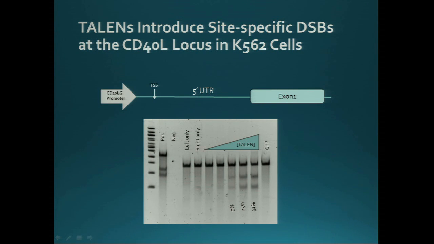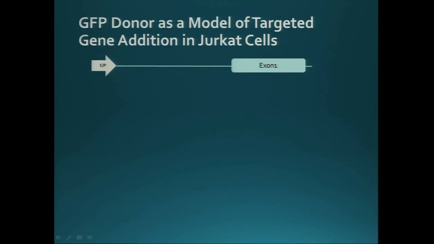Thus far, we've designed and assembled several TALEN pairs that target the 5' UTR of the CD40 ligand gene. The best pair is shown here and has been able to achieve up to 31% gene disruption when introduced into K562 cells through electroporation. Now, moving forward with this TALEN pair, we created a GFP donor as a model for targeted gene addition in Jurkat cells. This GFP donor is flanked by homology arms that correlate with the TALEN cut site. This GFP donor is electroporated along with the TALEN plasmid pairs, and GFP expression can be assayed through flow cytometric analysis.